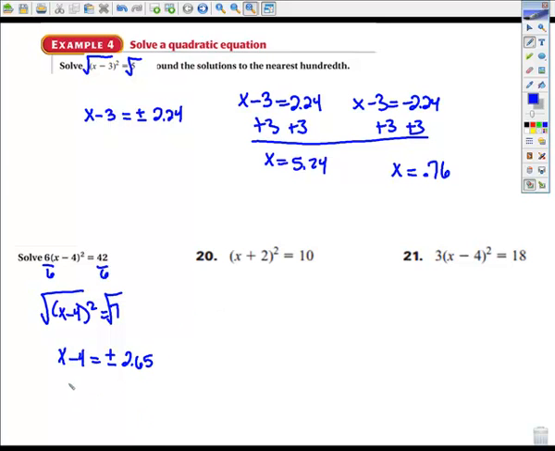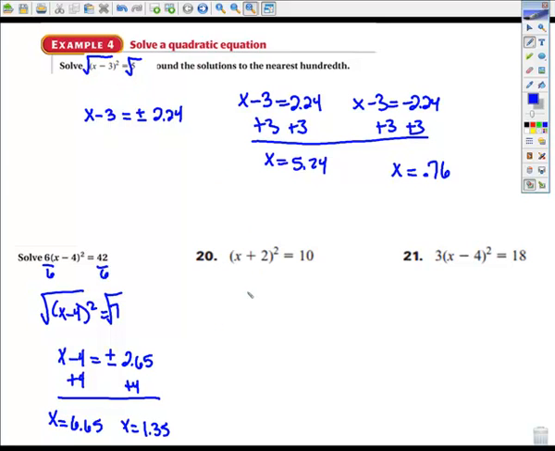And now I'll solve this equation. I'm going to add 4 to both parts. So if I take positive 2.65 and add 4, I end up getting 6.65. And if I take negative 2.65 and I add 4, I get 1.35. And I'm fine if you want to do this all in one step. You just have to be careful. Am I using the positive or am I using the negative?